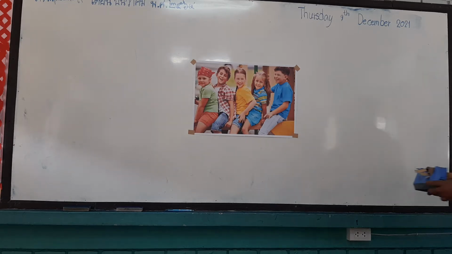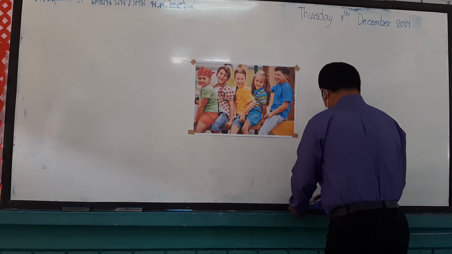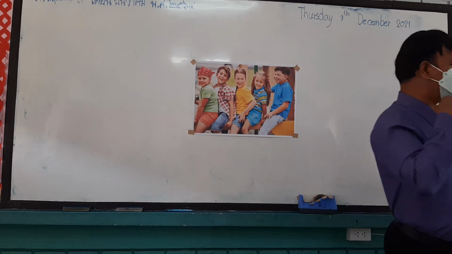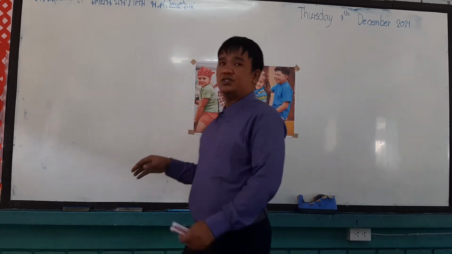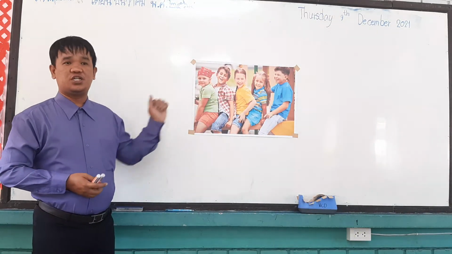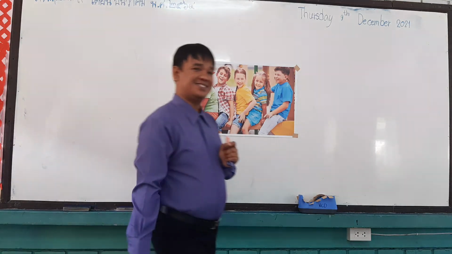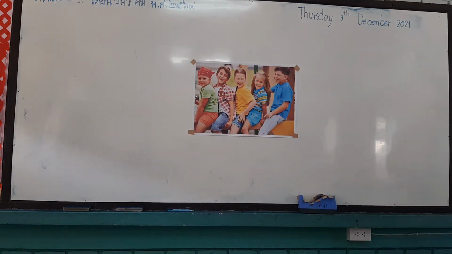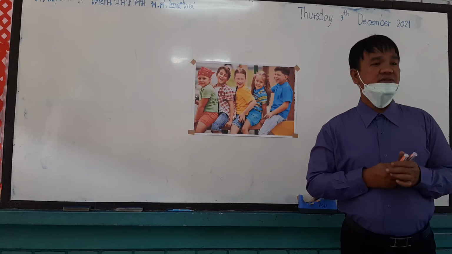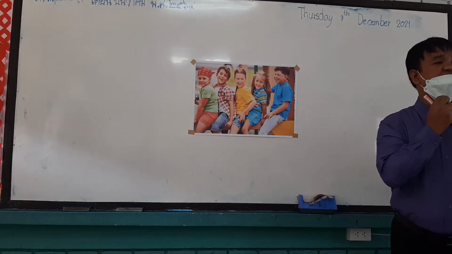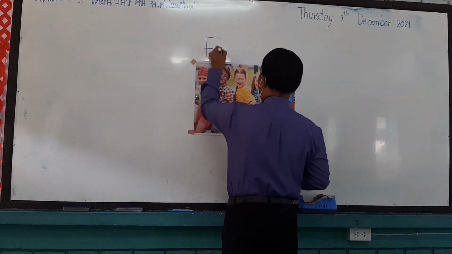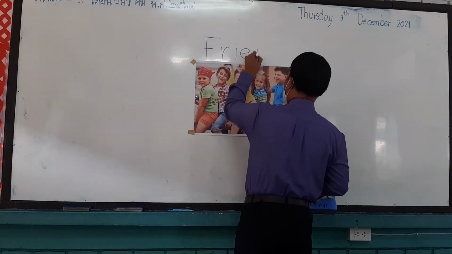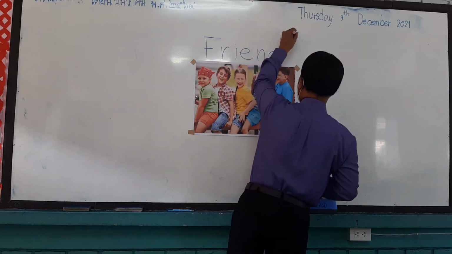Okay, as you can see, we have different pictures here on the board. Who among you can describe this picture? What can you say about this picture? It's about what? Friend. Okay, how do we spell the word friend? F-R-I-E-N-D. So that is friend.